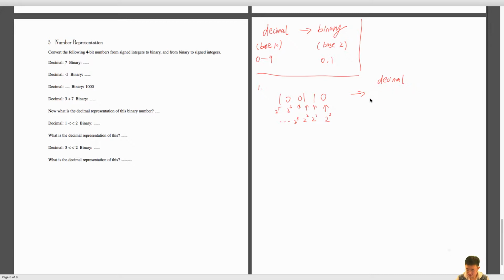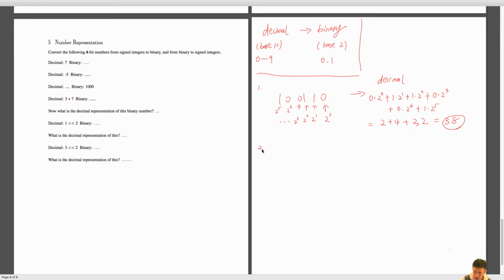So we have, in this case, 0 times 2 to the 0, plus 1 times 2 to the 1, plus 1 times 2 to the 2, plus 0 times 2 to the 3, plus 0 times 2 to the 4, plus 1 times 2 to the 5, which therefore gives us 2 plus 4 plus 32, which is equal to 38. This is a quick example.